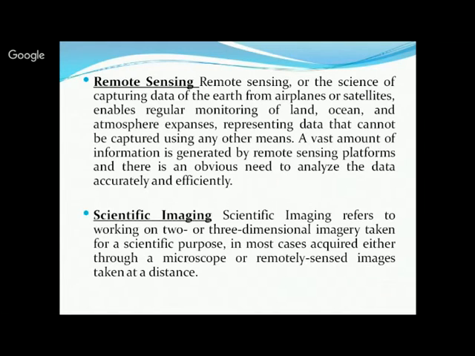Remote sensing, as I have told you, is the science of capturing data of the earth from airplanes or satellites. It is also one of the areas where researchers are working, and a vast amount of information is generated by remote sensing. But the main problem when we work with remote sensing is the collection of the data. If you want to work with remotely sensed images, you should be very careful about where you will get the data, because data is very important. Without a high density of data, you cannot work with accuracy.